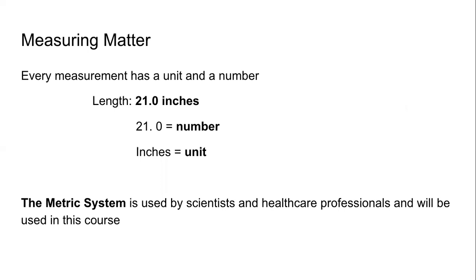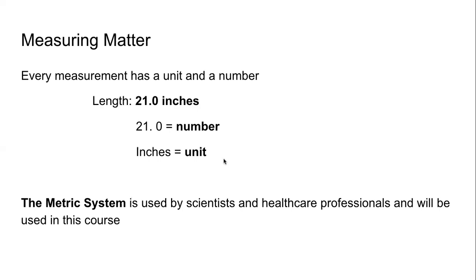So now that we've kind of classified our matter, now we're going to measure it. And this will be important as we go through and talk about atoms and their weight and compounds and chemical reactions. It's really important to be able to describe matter as measurements. So every measurement has a unit and a number. For example, we will see here length. And let's say we have a piece of wood and the length is 21 inches. 21 would be the number and inches is the unit.